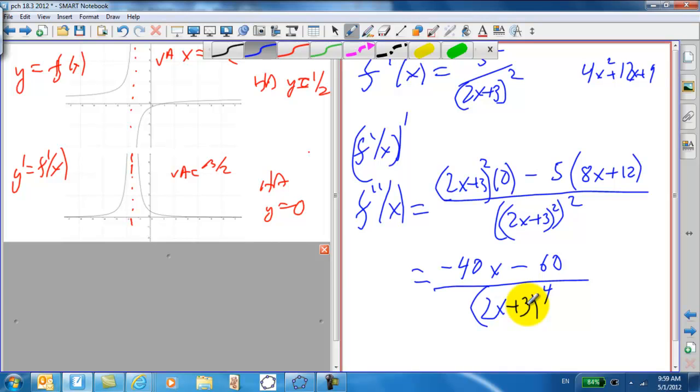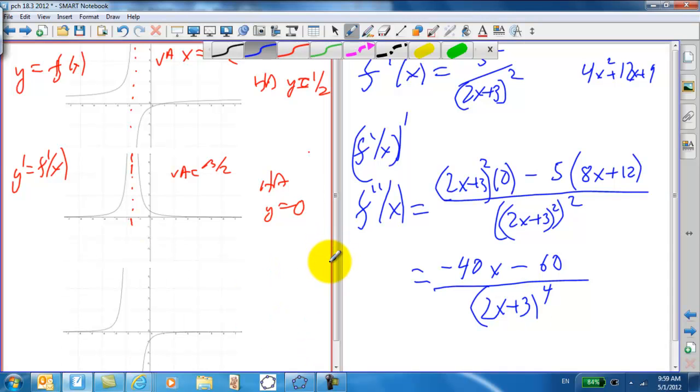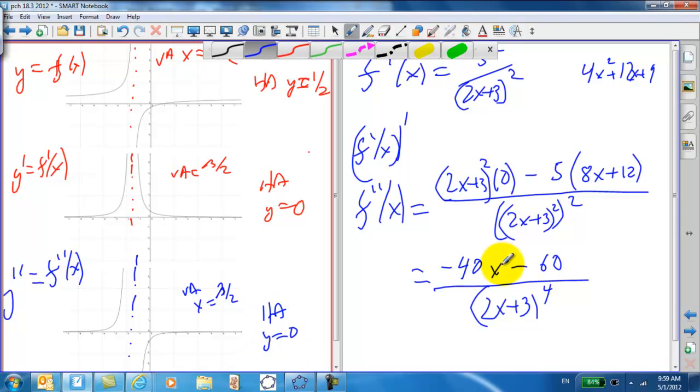And the second derivative ends up having that same vertical asymptote again at x equals -3/2, because this low thing keeps staying down there, making the derivative and second derivative undefined. The horizontal asymptote is still at y equals 0, because you got first degree over fourth degree.